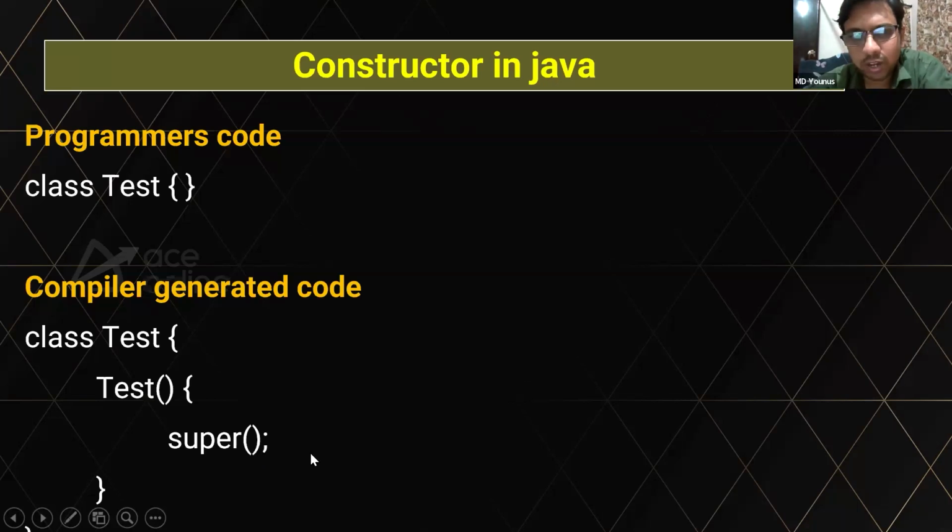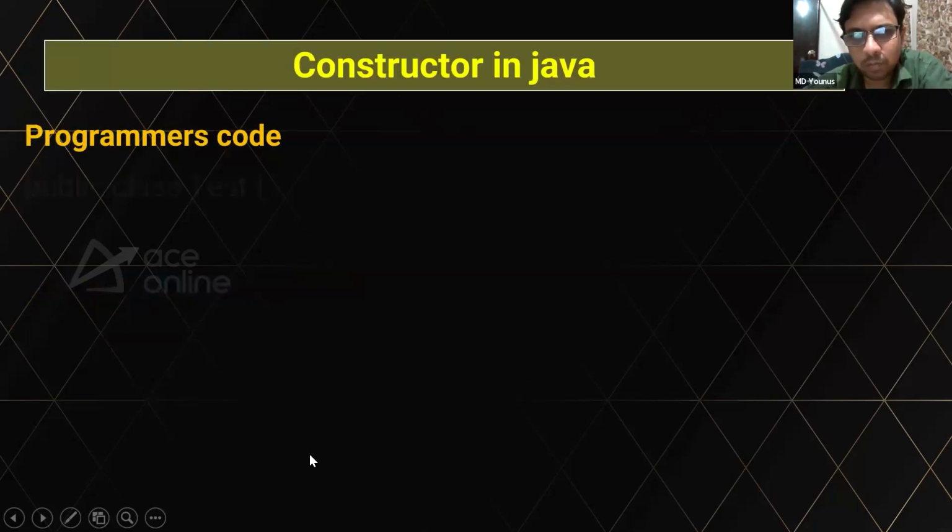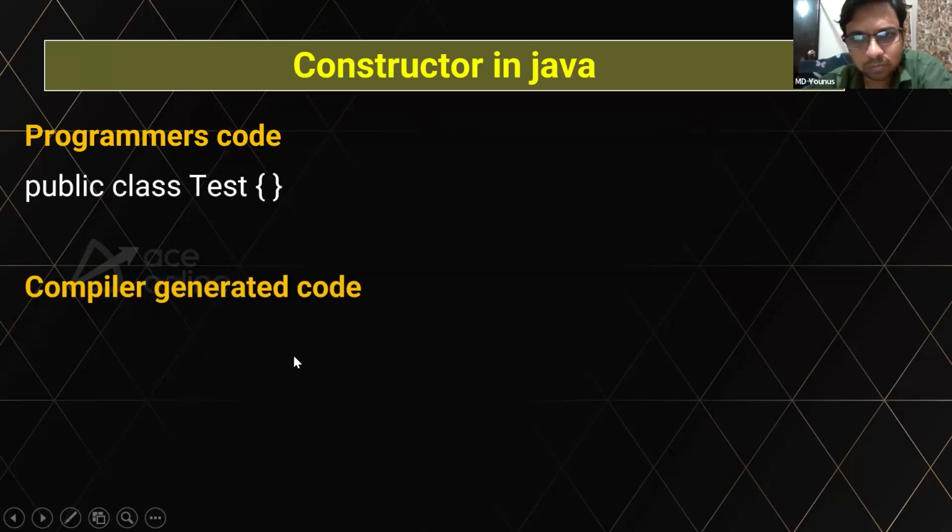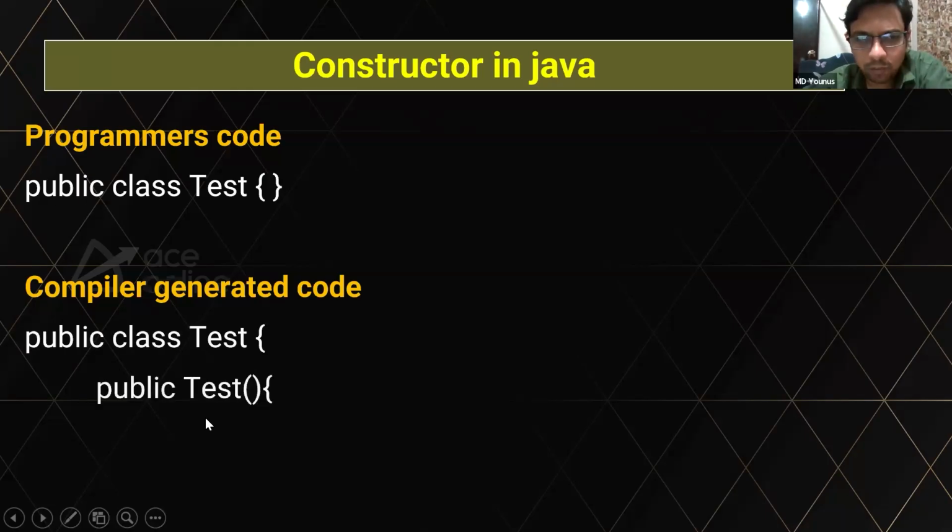So this is how the compiler generated code will look. Now look at this class and tell me how the compiler generated code will look now. What is the only change you will have compared to the previous example? The access modifier, correct. As the class is public, the constructor will also have the public access modifier. Other things are the same.